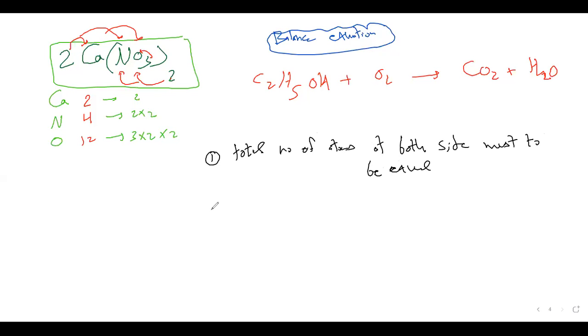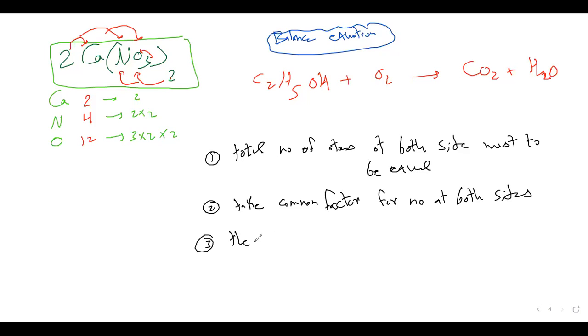This is number one. Number two, take the common factor for numbers at both sides. Number three, the repeated elements, make it at the end.